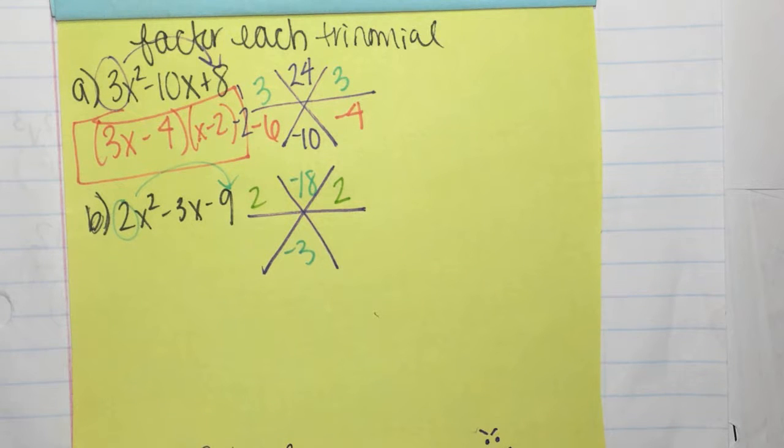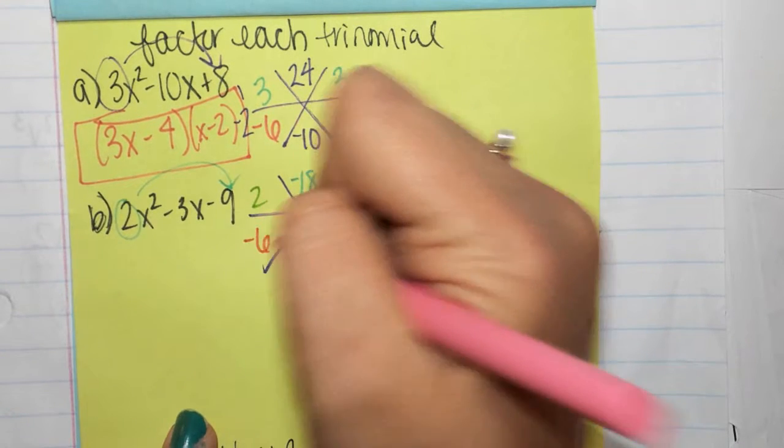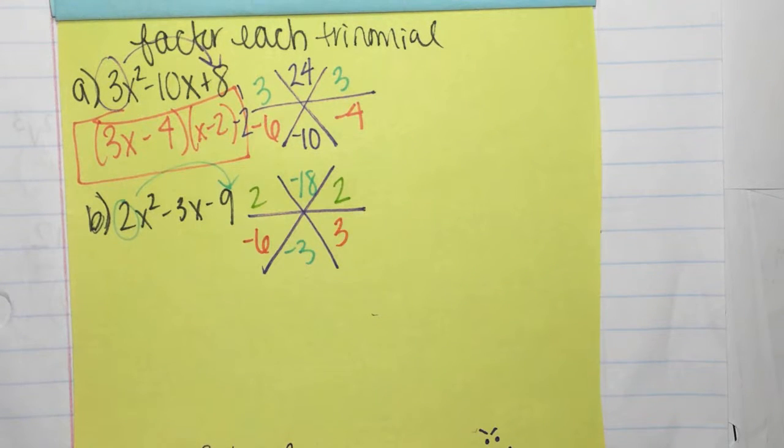Alright, now I need 2 numbers that multiply to give me negative 18 and add to give me negative 3. Micah, can you help me? I got negative 6 and positive 3. Why did you get that? Because B was negative, so the biggest number has to be negative, so 6 was negative. And negative 6 plus 3 is negative 3. And negative 6 times 3 is negative 18. Take a point.